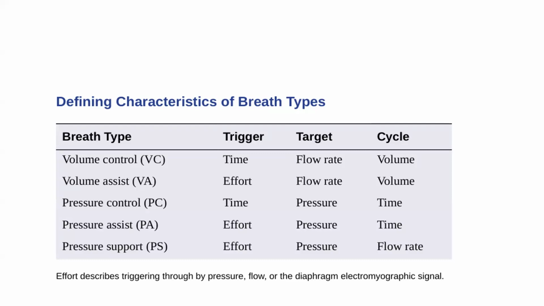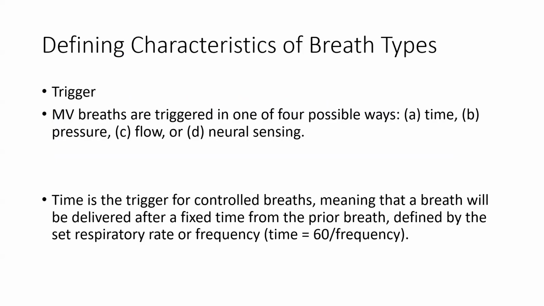In volume assist ventilation, the trigger will be effort, the target will be flow, and the cycle will be volume. In pressure control, the trigger will be time, the target will be pressure, and the cycle will be decided by time. In pressure assist, the trigger will be effort, the target will be pressure, and time will decide the termination. And in pressure support, effort will be the trigger, the target will be pressure, and the cycle will depend on the flow rate. So these define the characteristics of the breath type.